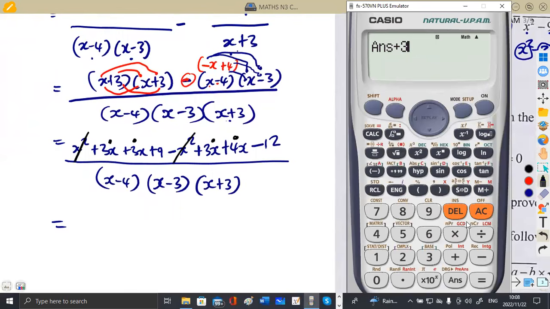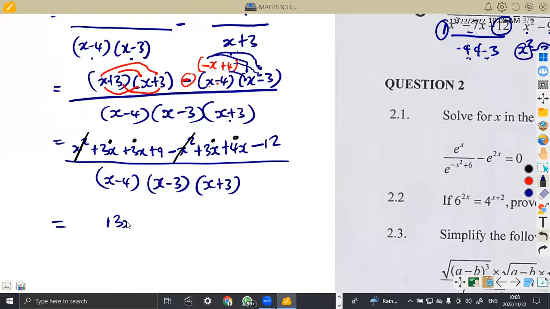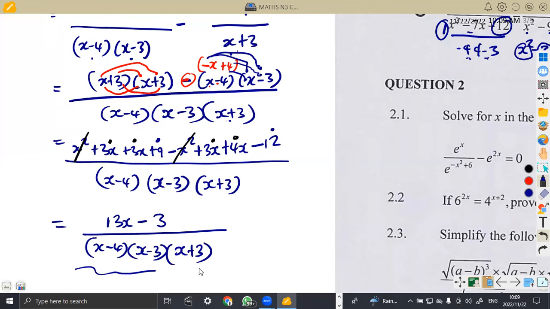So we've got 3 plus 3, 3 plus 3 plus 3 again, plus 4, which is going to give us 13. So we are going to have here 13x. Then we move on to the constants. We've got 9 minus 12, that's minus 3, over everything that is x minus 4, x minus 3, x plus 3. So that is what you're going to have at the end from that given expression.